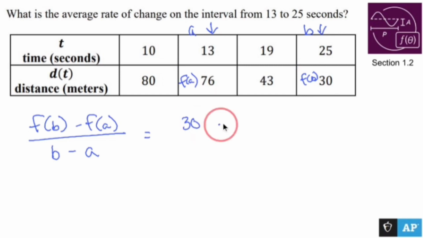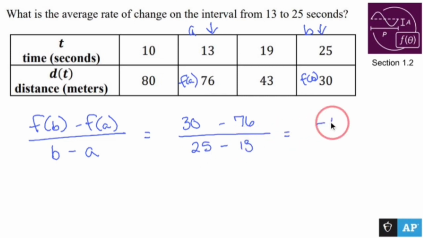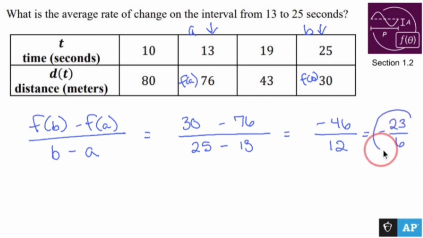30 minus 76, f of B minus f of A, over B, 25, minus A, 13. What was that, -46 over 12? Let's see, you could divide the top and the bottom by 2. And that's just about it. So, nothing fancy here, just good old plugging stuff in, and you're done. Easy peasy.